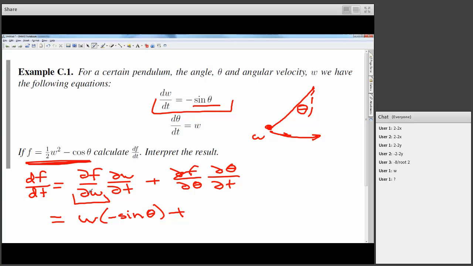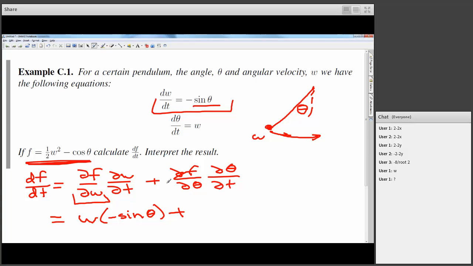Again, can someone tell me what the answer is? Anyone? I know there's a lag. That's one of the downsides of this technology. That's okay.